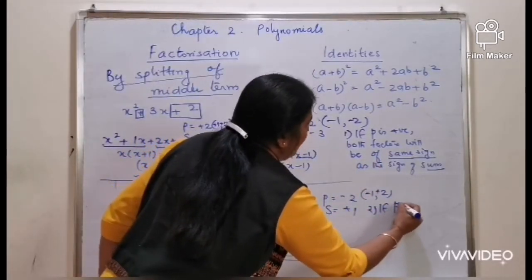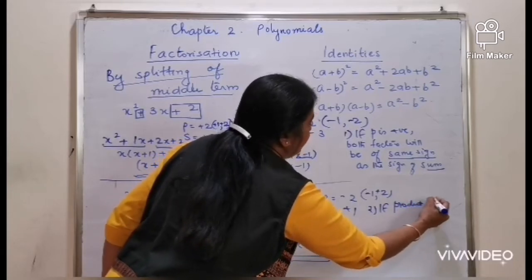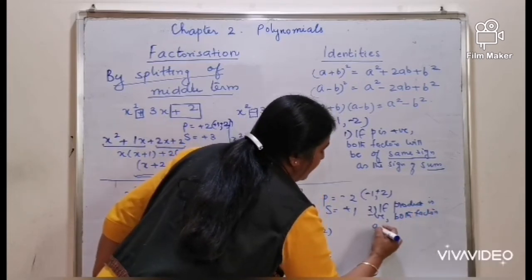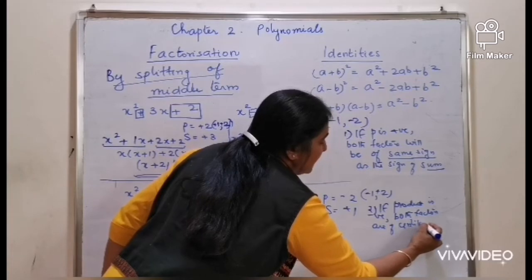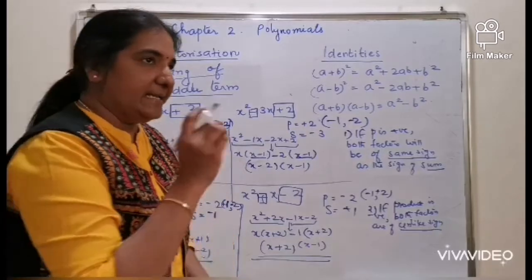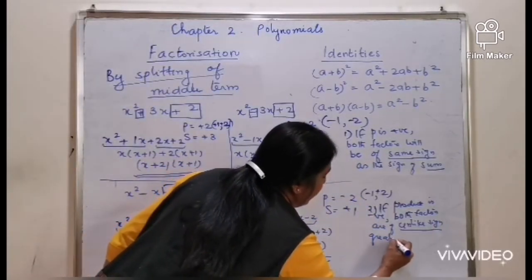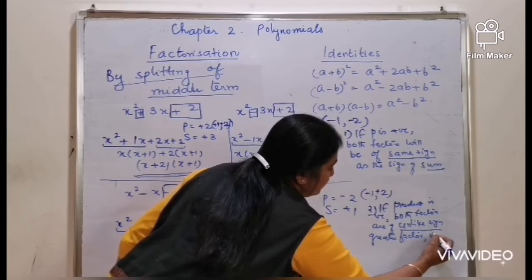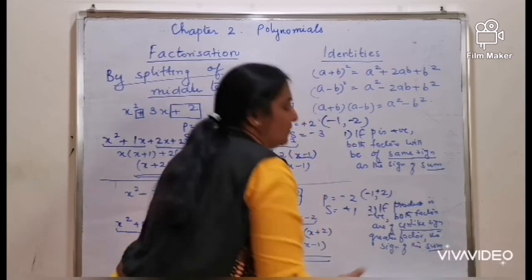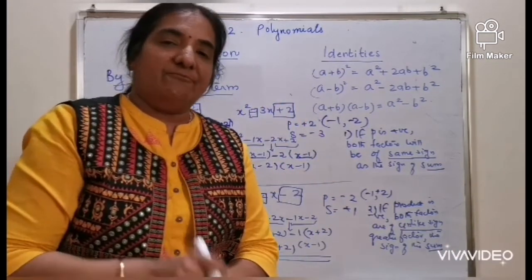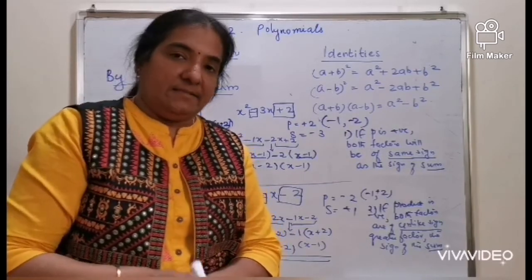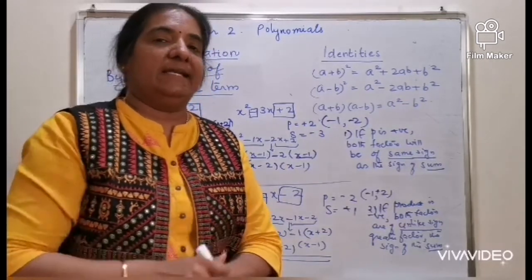Rule 2: if the product is negative, both factors are of unlike sign. The greater factor takes the sign of the sum, whatever sign is allotted to the sum, and then the smaller factor will have the opposite sign of it.